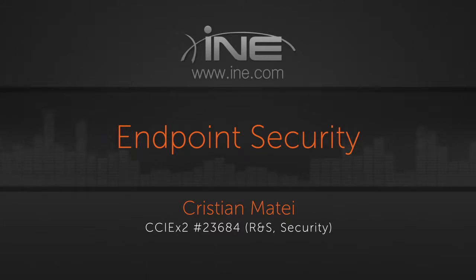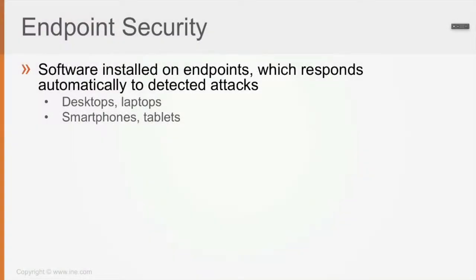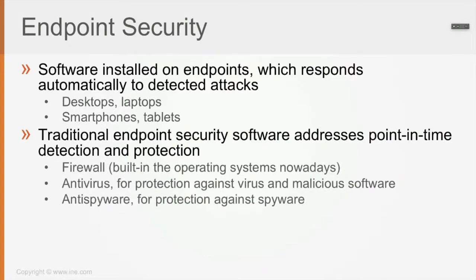Now, endpoint security is going to be a couple of software products installed on endpoints, which are responsible for automatically detecting, and in general also automatically responding to, detected attacks. Those endpoints can be the usual desktops and laptops, but also smartphones and tablets, as those are gaining more and more popularity within most organizations nowadays. You have to be able to also take care of those new endpoints in the network. Now, traditional endpoint security software offers point-in-time detection and protection.